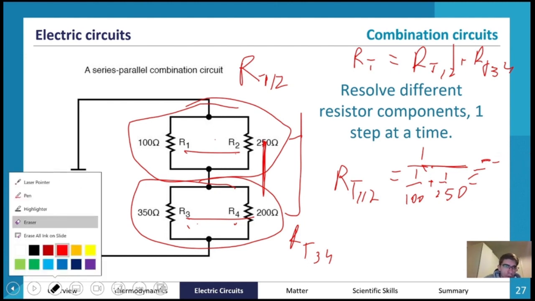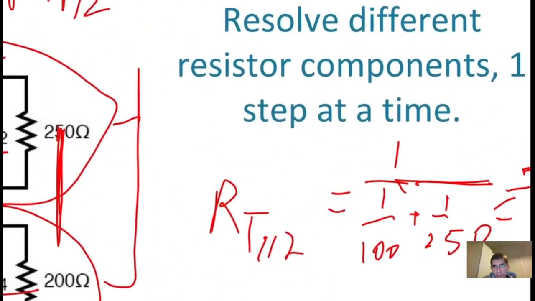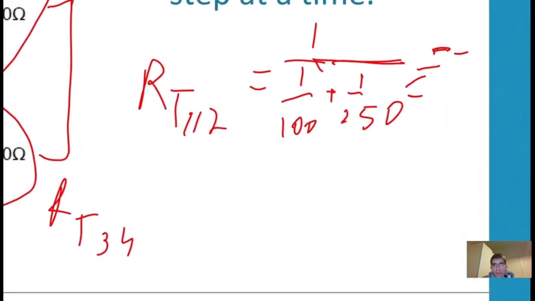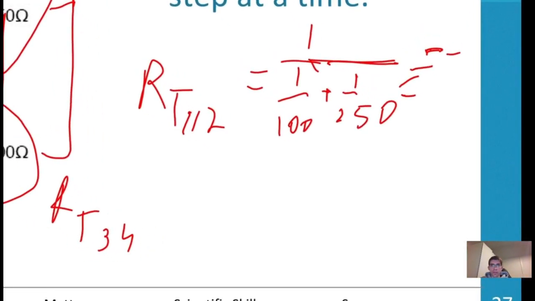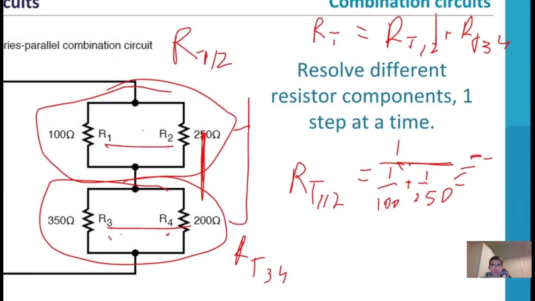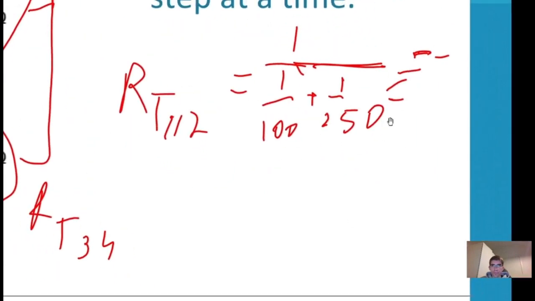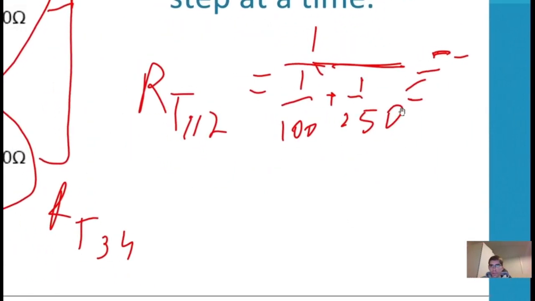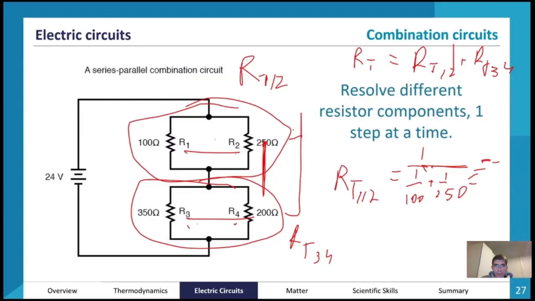Can I zoom in while I'm writing? I don't know. I'll try my best. Should be alright. No, I can't. I wish I could.